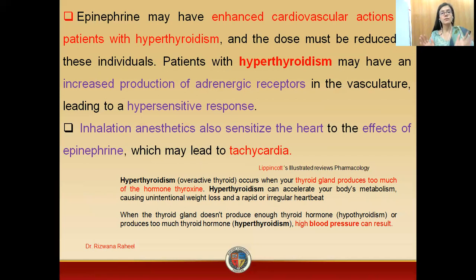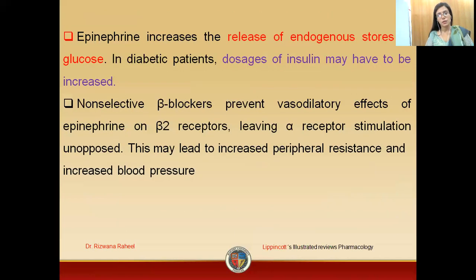So in the case of inhalation anesthetics, they sensitize the heart to the effect of epinephrine, which will lead towards tachycardia. So what happens in patients suffering from diabetes? As we know that epinephrine increases the release of glucose, it increases the level of glucose. So in a diabetic patient, the dose of insulin must be increased. So students, this was all about epinephrine. It was all about the clinical uses of epinephrine and pharmacokinetics of epinephrine.